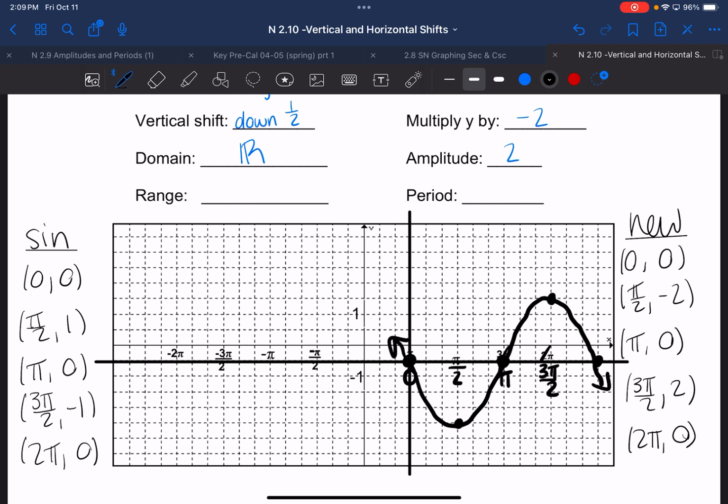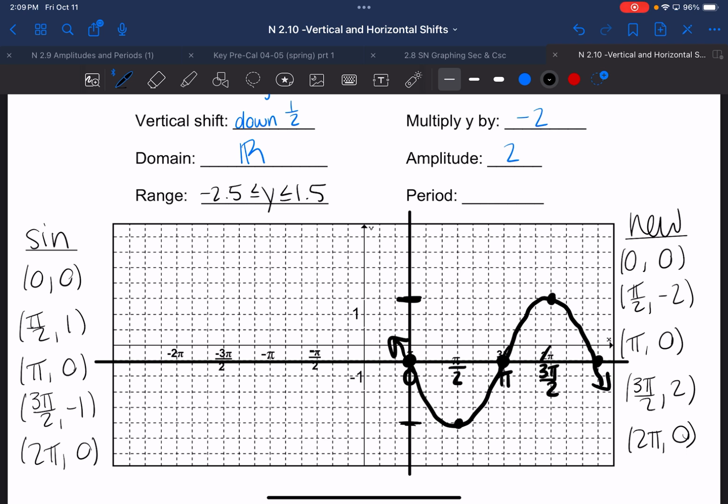Okay. So now we can answer what they had asked about range and period. So what was the highest our graph ended up going? Well, that was right here. And where would that be? 1.5. Okay, and what was the lowest it ended up going? Negative 2.5. Okay, so we would say it's between negative 2.5 and 1.5.